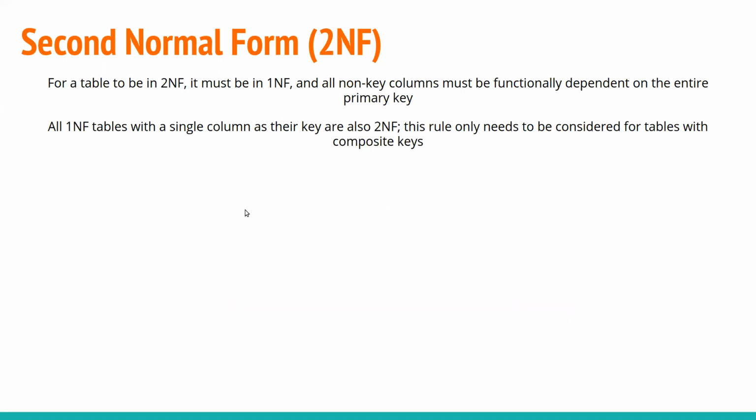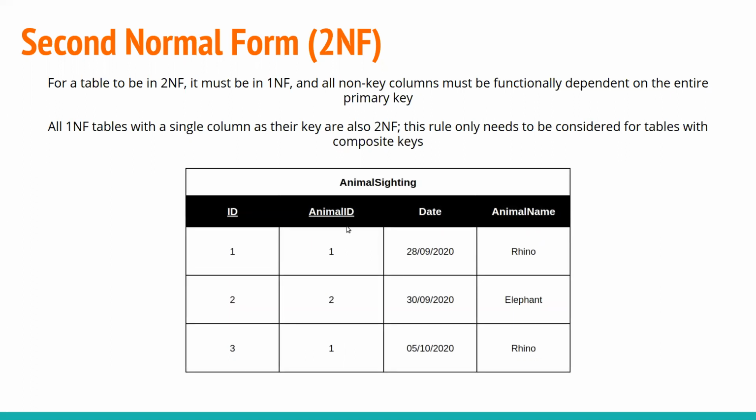I'll explain it with animal sighting because it'll be easier to get across. You can see that the animal name is not functionally dependent on the entire primary key. It's only functionally dependent on animal ID. And animal ID is a part of the primary key. The other part of the primary key is the ID itself. So animal name is not functionally dependent on the entire primary key.